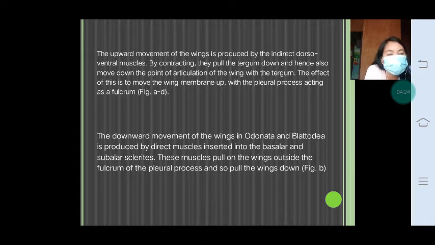Downward movement of the wings in Odonata and Blattodea is produced by direct muscle inserted into the basalar and subalar sclerites. These muscles pull the wings outside the fulcrum of the pleural process and so pull the wings down.